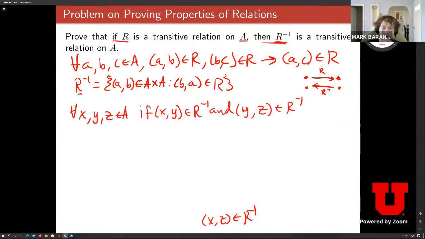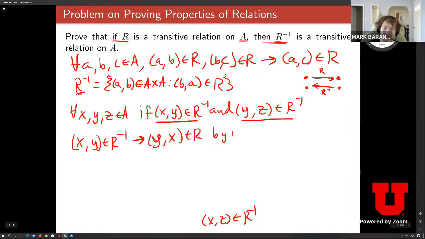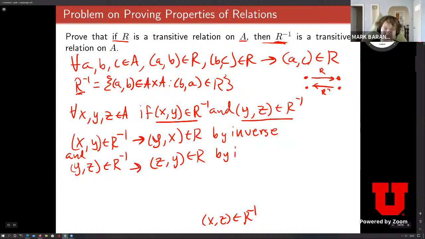Okay? So if we look here, if xy is in our inverse, then that means by the definition of the inverse relation, y comma x is in the relation R. And y, z being in our inverse implies that zy is in the relation, and that's also by inverse. So remember, we're trying to find x and z in our inverse.